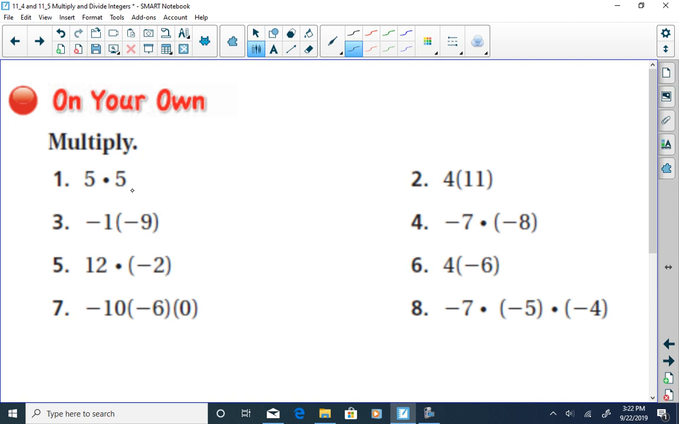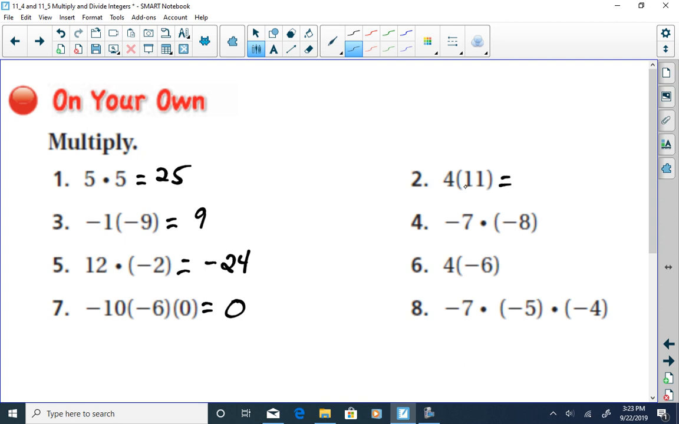If we're looking at these examples very quickly, I look at 5 times 5. They're both positive, so I know the product is going to be equal to 25, positive. Here I have two negative integers, but once again, they're the same sign. Same sign, the product's going to be positive, positive 9. Here's an example of opposite signs, so I know the product's going to be negative, and 12 times 2 is 24. Here we have the zero property: 0 times anything is going to be equal to 0.